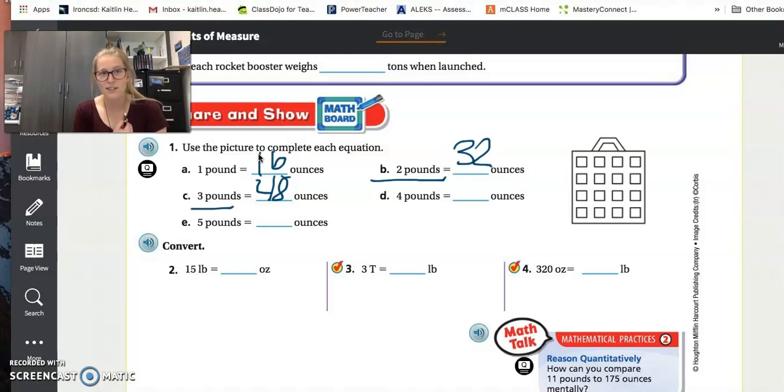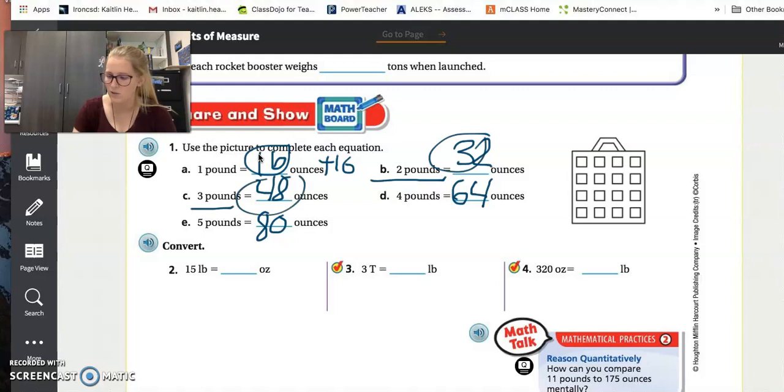Okay, if you don't have it yet, pause it and finish it. 64. Now I've got to do 5 pounds equals how many ounces? So you're going to go 5 times 16. Pause it if you don't have it yet. 80. Notice that there is a pattern. We're adding 16 each time: 16, 32, 48, 64, 80. We added 16 each time because we're going up by 1 every time.